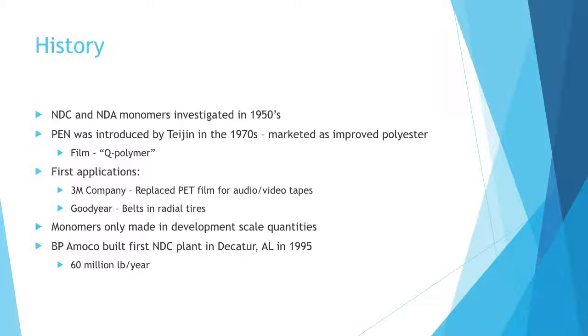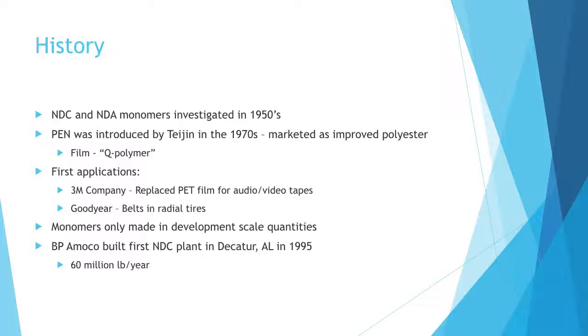A brief history of PEN. The NDC and NDA monomers were originally investigated in the mid-1950s, but there was little work done on the commercial production of these monomers. PEN was first commercially introduced by Teijin in the mid-1970s, and it was marketed as an improved polyester as a film under the trade name Q-Polymer.